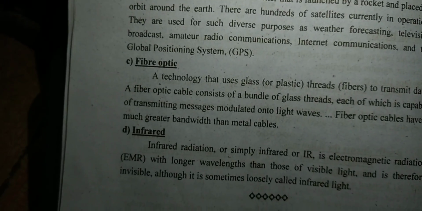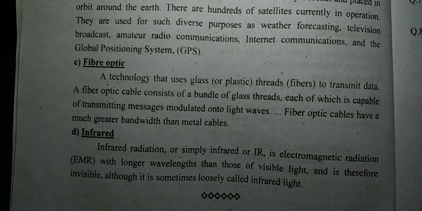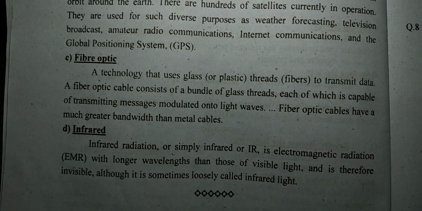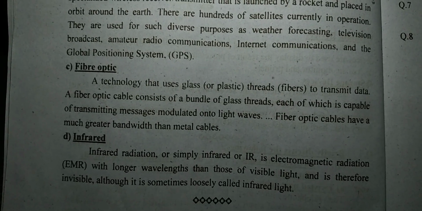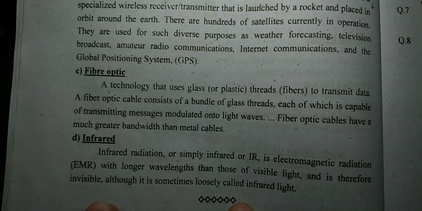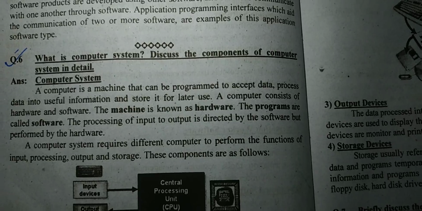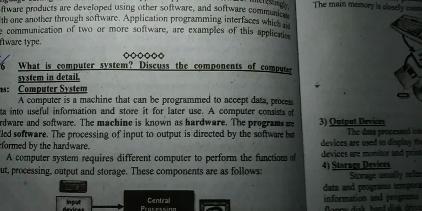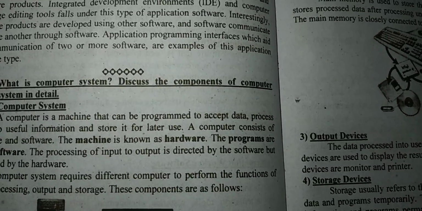Infrared. What is infrared? Infrared radiation, or simply infrared or IR, is electromagnetic radiation (EMR) with longer wavelength than that of visible light, and is therefore invisible, although it is sometimes loosely called infrared light. Now we overview this topic, and what is the computer system we should overview, because we have short time, and we have completed this topic.